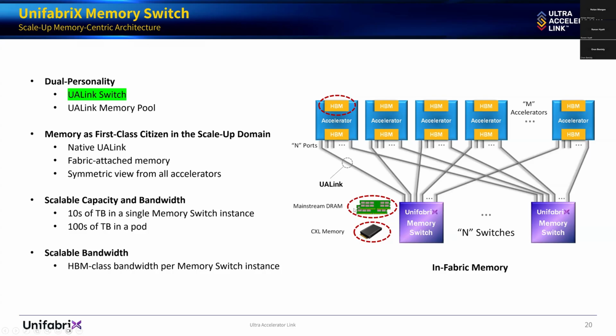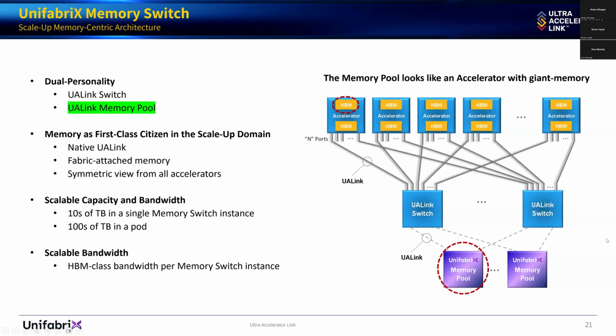The important thing is that this is mainstream DRAM, meaning it also significantly reduces the cost of memory within the system. In terms of bandwidth, it's HBM-class bandwidth per memory switch instance, meaning each of these instances can provide above 1 terabyte per second. Once you have multiple of these within the system, it could be multiple terabytes per second of memory bandwidth. So this is how it looks when it functions as a memory switch.